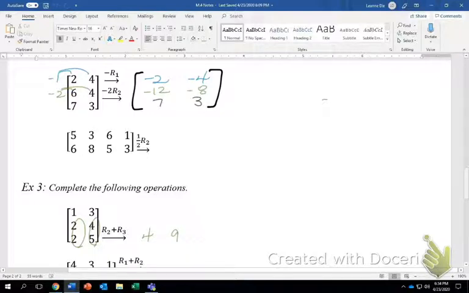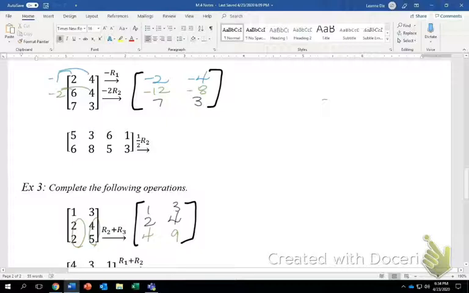And anything that I did not touch, I'm going to carry over. So that's the 1 and 3. And then because my arrow is on row 3, I know that row 2 is also something I didn't touch. So I can carry over the 2, 4, and then row 1, 1, and 3. And so this is our final answer.